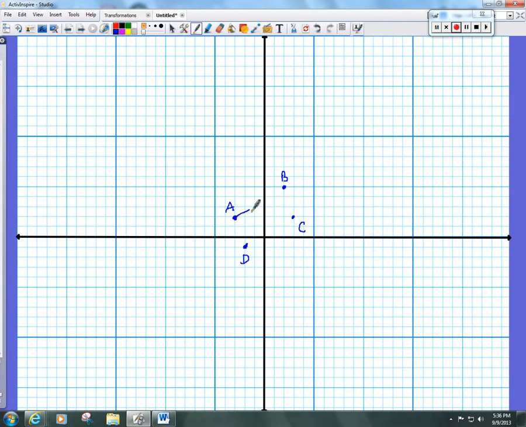And I will connect these lines here the best I possibly can. It's hard to draw these with the mouse.